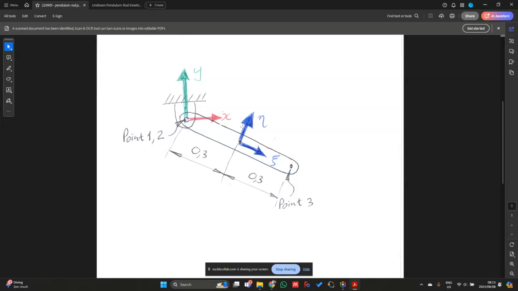Yes, yeah. So you'll also always know where the coordinate or the center of mass is located. Yes.